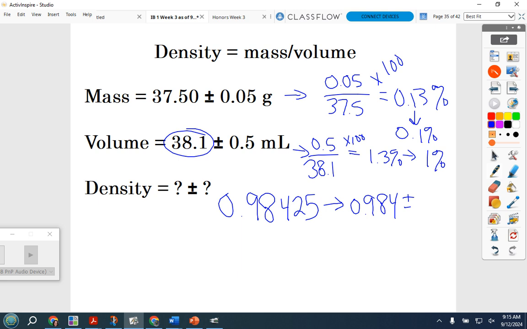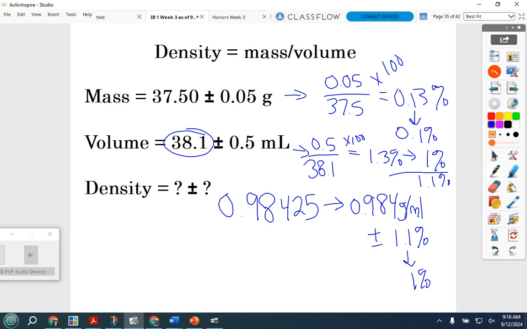Actually, before I do the plus or minus, what are my units for density? Grams per milliliter. Exactly. Whatever I'm doing to the numbers, I'm also doing to the units. So this is grams divided by milliliters, and grams per milliliter is the unit for density. And I'm going to say plus or minus, and then add these together. Now you might say, but you only started with 1 sig fig. So technically, this would be 1% plus or minus 1%.